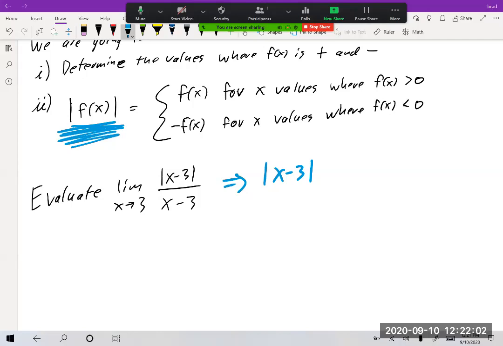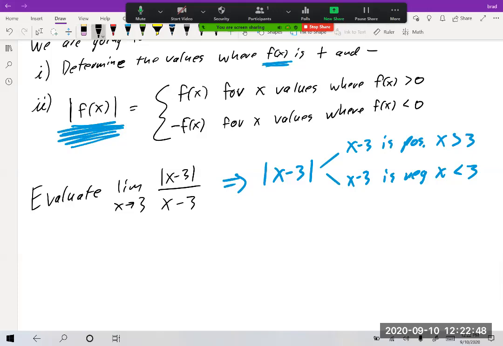So for the absolute value of x minus 3, determine the values where f of x is positive and negative. This means x minus 3 is positive when x is greater than 3, and x minus 3 is negative for x less than 3. Because if I plug in 2.9, this becomes negative, but if I plug in 3.5, x minus 3 becomes positive. So I have my turning point, my window, so to speak, of when it's positive and when it's negative.